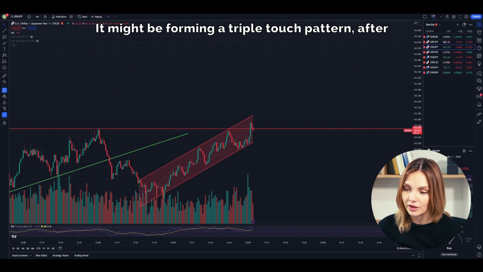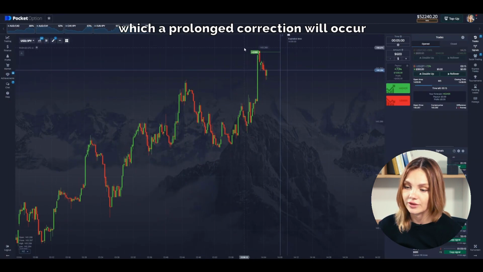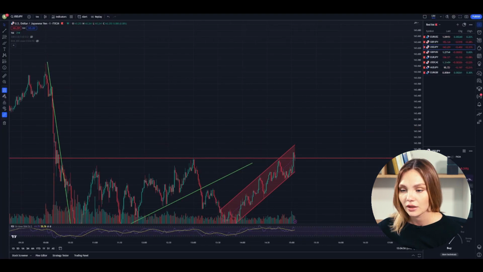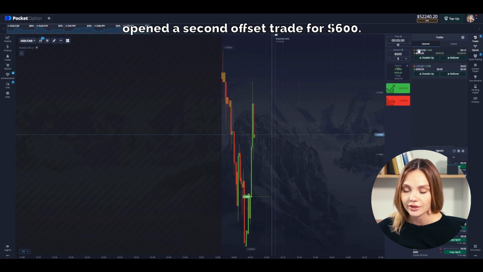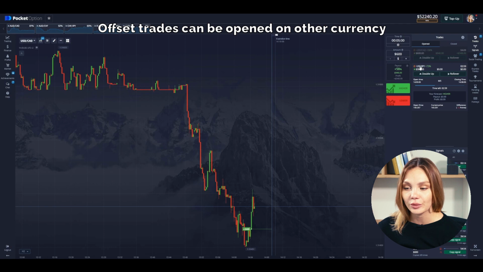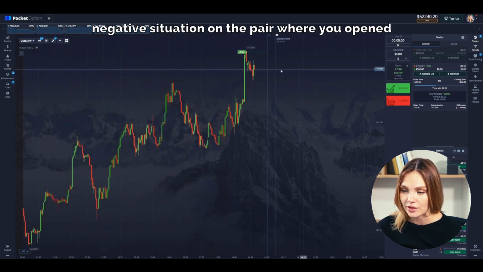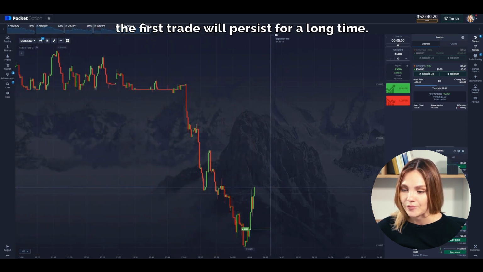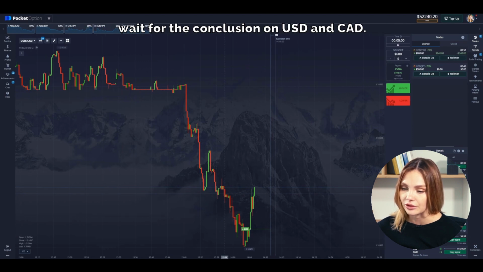It might be forming a triple touch pattern, after which a prolonged correction will occur, followed by potential rise. Well, I rushed a bit with the purchase, so I opened a second offset trade for $600. Offset trades can be opened on other currency pairs as well, if you understand that the negative situation on the pair where you opened the first trade will persist for a long time. Overall, we can forget about the first trade and wait for the conclusion on USD and CAD.